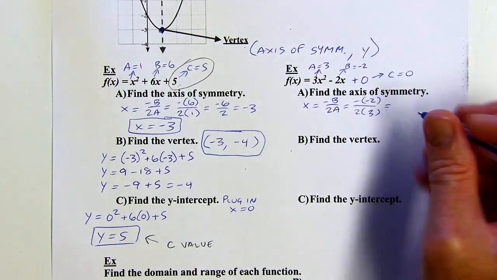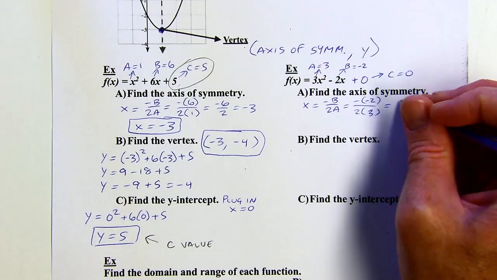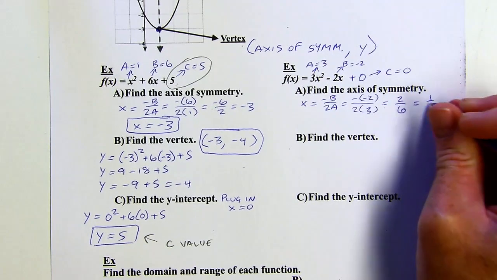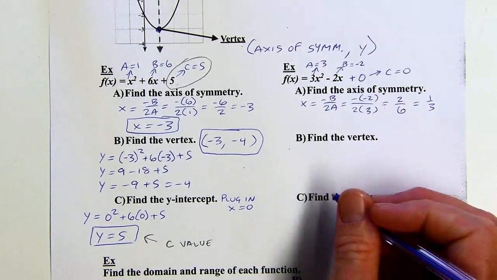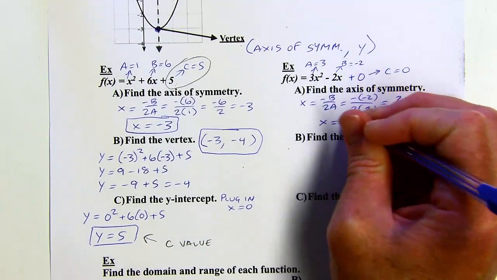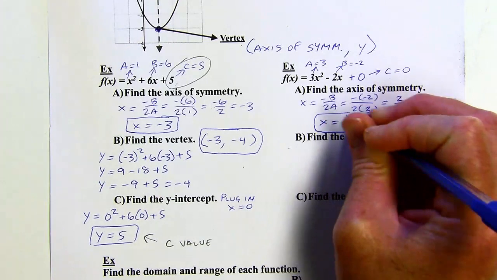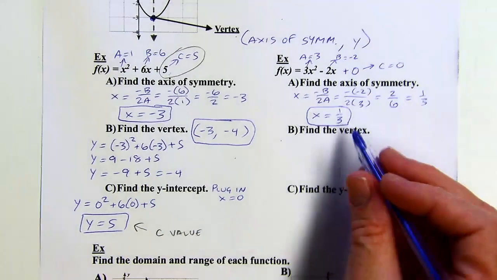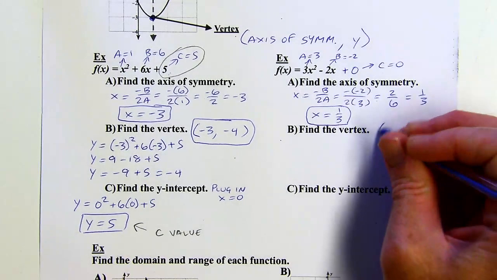And let's simplify. The opposite of negative 2 is positive 2. 2 times 3 is 6. And we can reduce that to 1/3. But then I don't want to just write 1/3. I want to write x equals 1/3, so that it's the equation of a vertical line. Okay? Now I know the x-coordinate of the vertex.